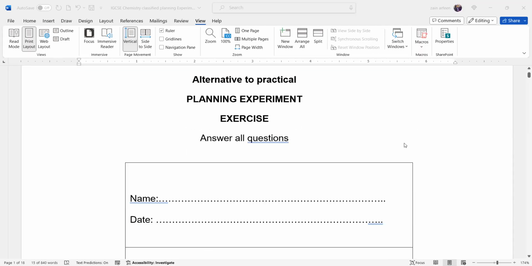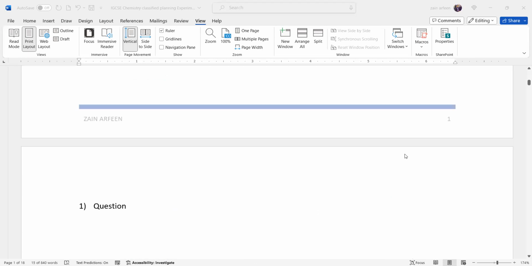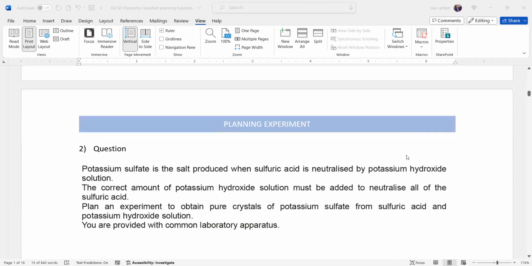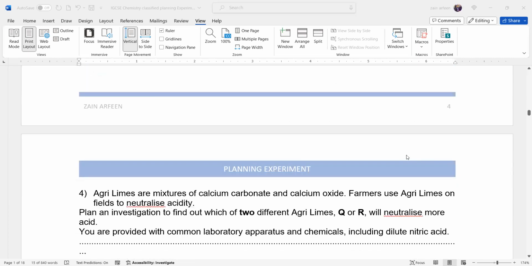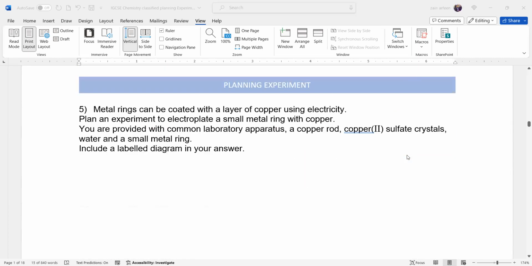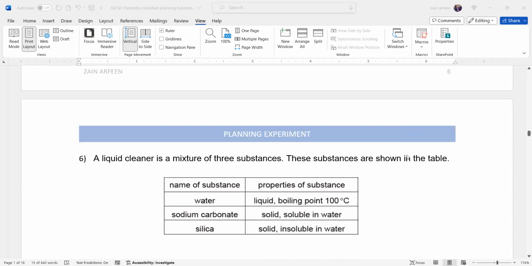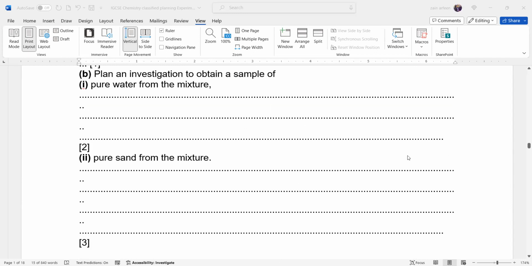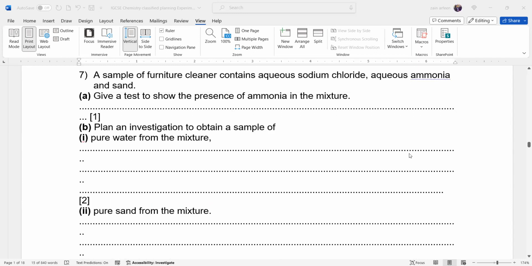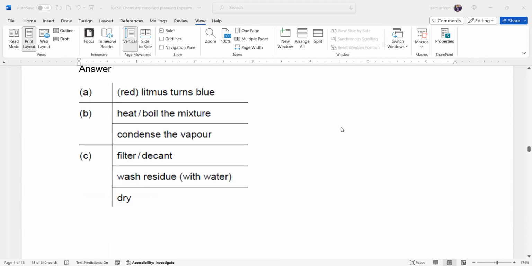So, alternative to practical planning experiment questions. This was the last question we did: how we can separate these compounds, sodium chloride, aqueous ammonia, and sand.